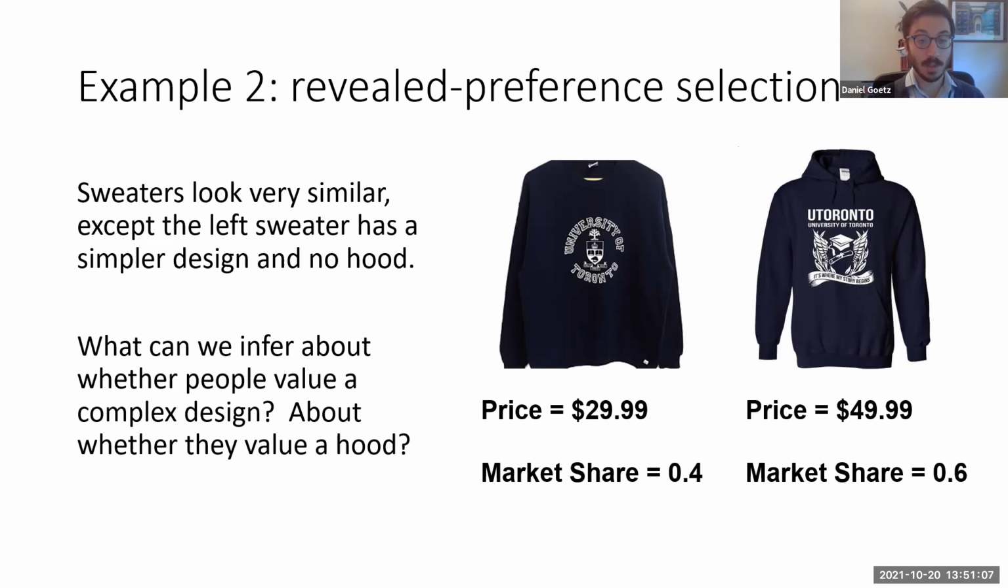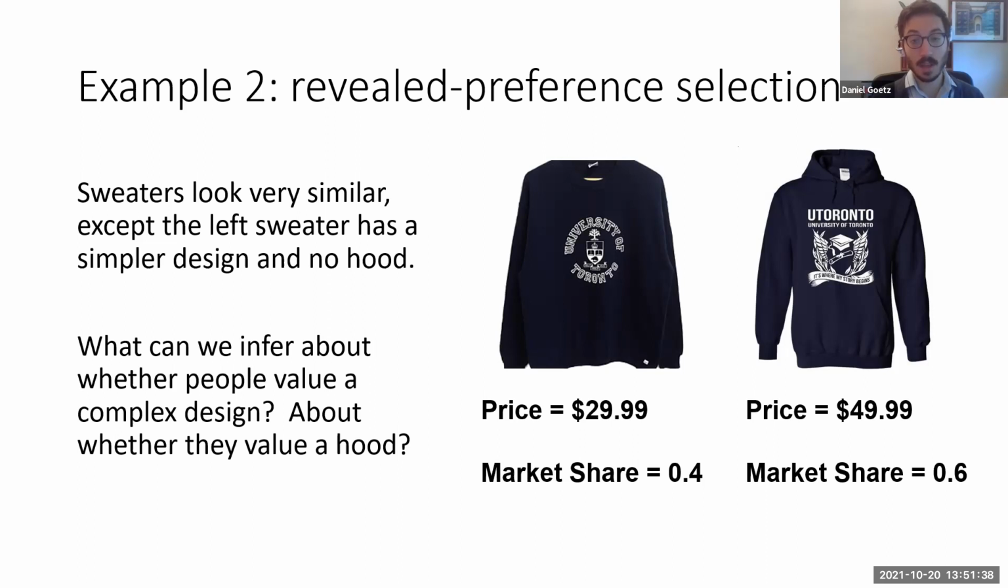We have a more complex design, but we also have a hood. There's basically two options here, or there's a lot of options. We can talk through them. One option is people value a hood a lot. They love a hood on a sweater, right? But they hate the front. They hate the more complicated design, but they value that hood so much that they're willing to buy this one on the right, even though it has a design that they don't really like, right?